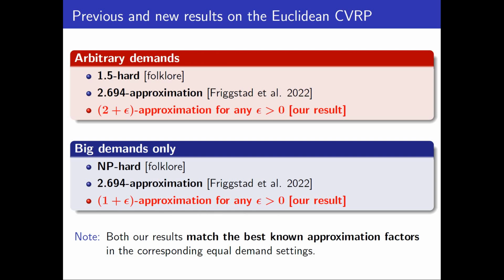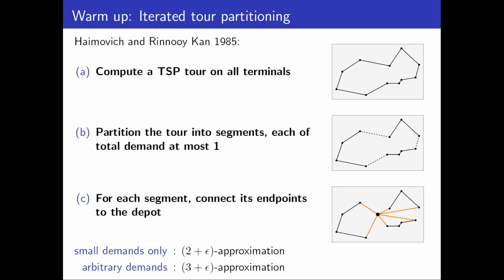Until now, we assume all demands are big. Now we move on to our main result on arbitrary demands. Now some demands may be small. Let us step back and think about CVRP in general. There is a simple, well-known algorithm called iterated tour partitioning, introduced by Haimovich and Rinnooy Kan in 1985. Since we will draw some inspiration from their algorithm, first, as a warm-up, let us review how that works.